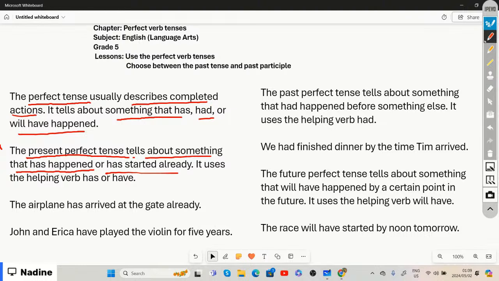It uses the helping verb has or the helping verb have. And if we look at an example of the present perfect tense, it says the airplane has arrived at the gate already. So has arrived at the gate already. Or we can say John and Erica have played the violin for 5 years.